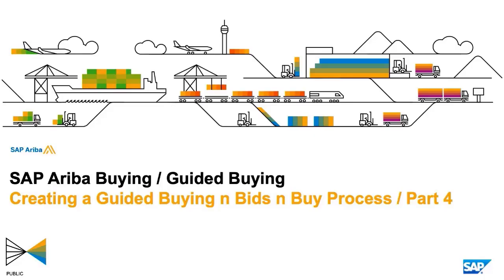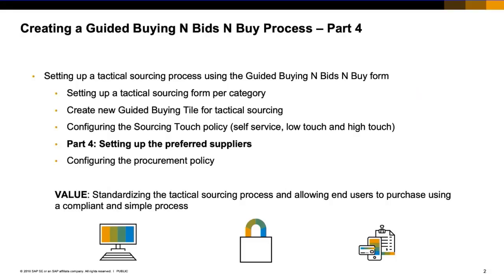And this is part 4 of creating a guided buying and bid to buy process for tactical sourcing. This is a 5-part series where we'll show you how to set up a tactical sourcing process using the guided buying and bid to buy form functionality. The first 3 parts we discussed how to set up a tactical sourcing form, creating a new tile and linking it back to that form, and then configuring the sourcing touch policies for that specific form that we created.